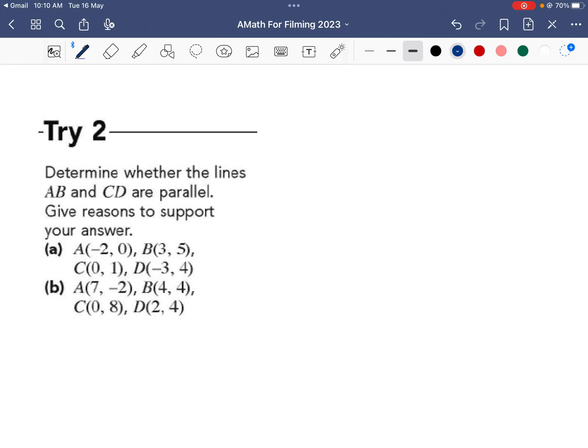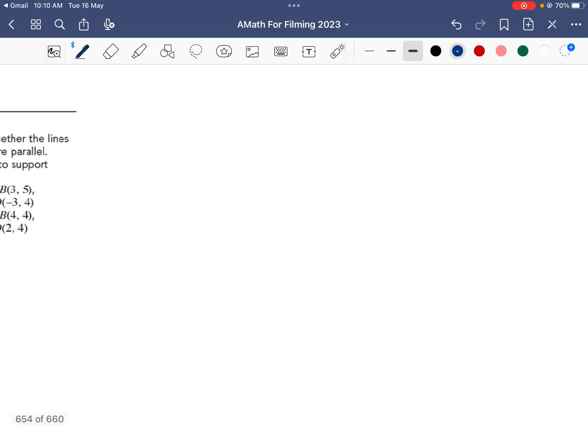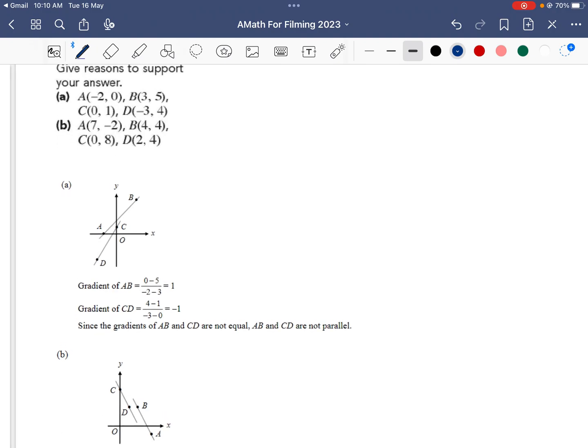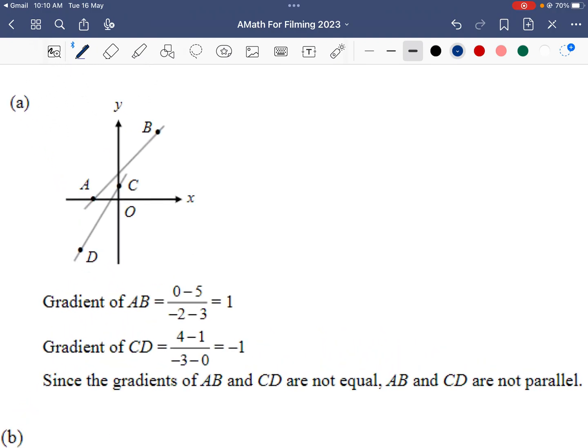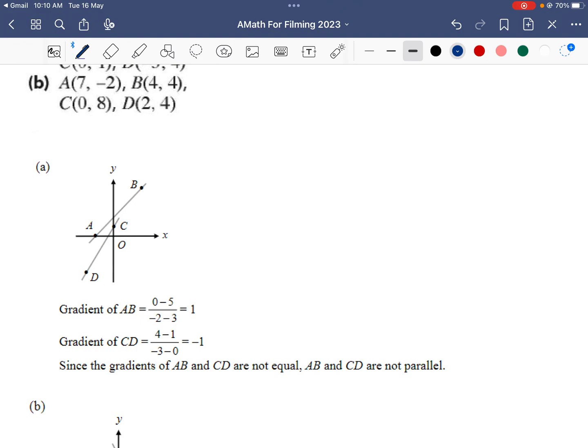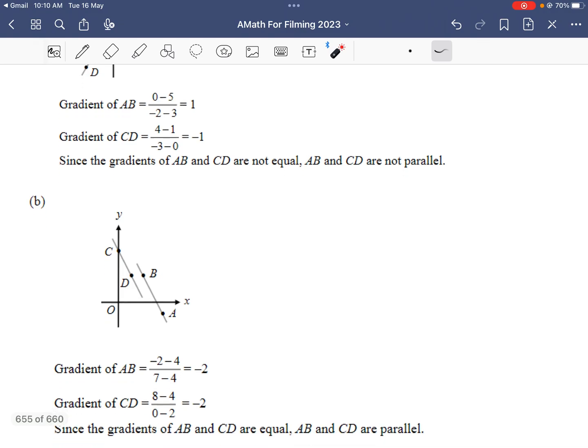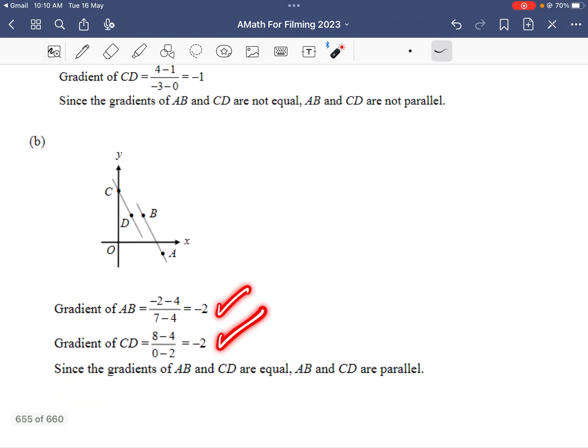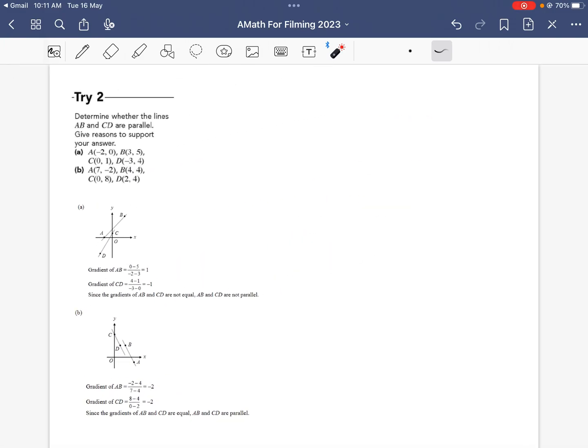Now, please try this. It is not a very difficult question. Find the gradients and determine if they are parallel or not. Okay, for part A, what we have here is this. If you found the gradient of AB is 1, gradient of CD is negative 1. So for part A, since the two gradients are not equal, AB and CD are not parallel. For part B, if you found both of the gradients should give you negative 2, then since the two gradients are equal, AB and CD are parallel.